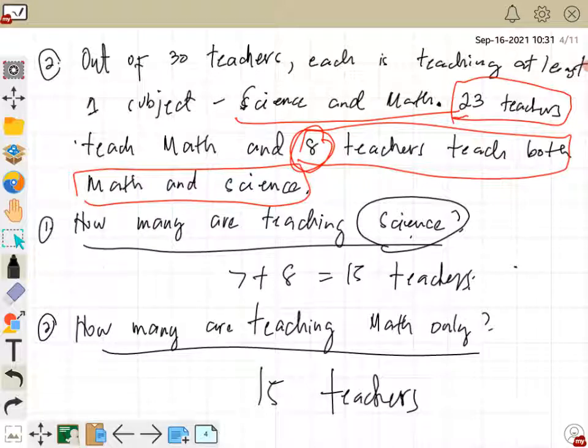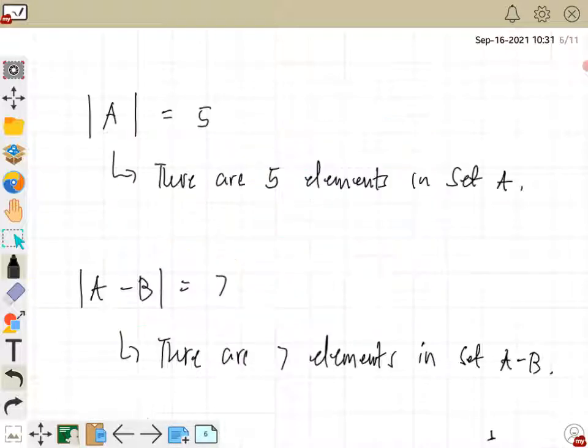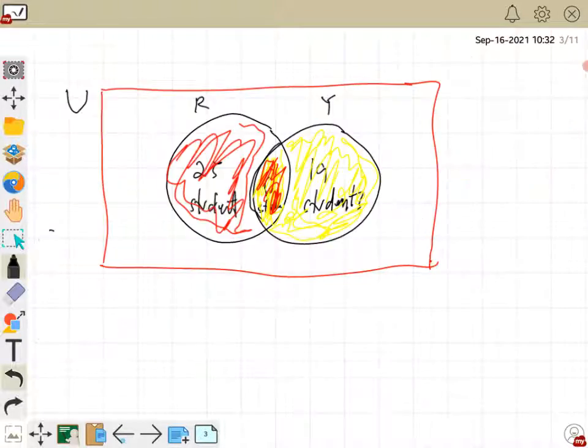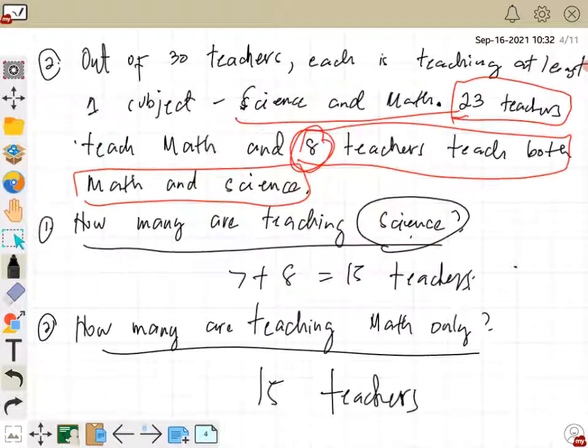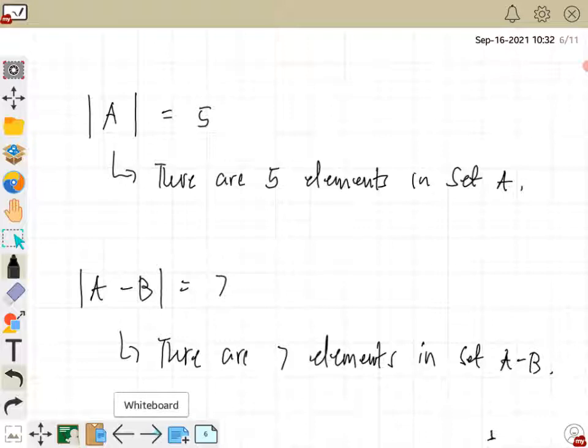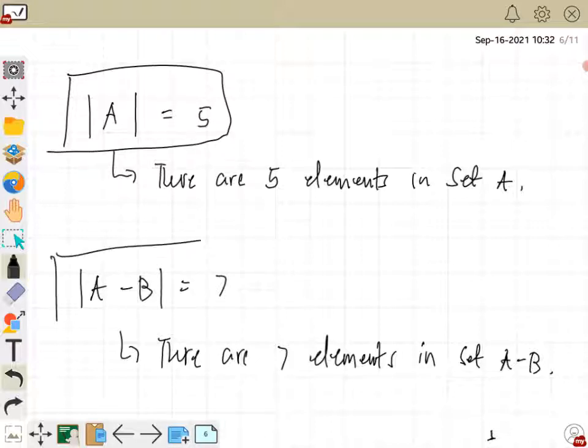Okay, 15 teachers. So that is how. Next problem. The next problem is all about symbols. Although it's the same as problems 1 and 2, in 1 and 2 it is presented in textual form, in language form. But in number 3, let's use set symbols to answer the following problem. So to begin with, let's establish first our definition, not really a definition, but what do we actually mean by this?